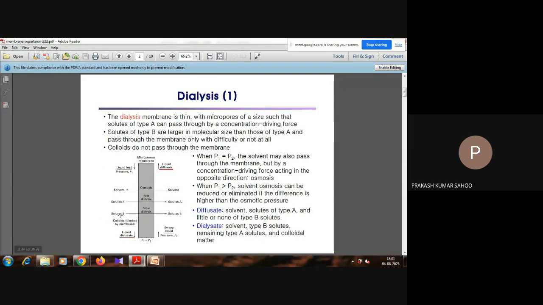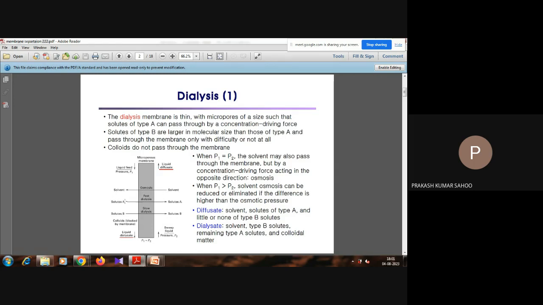That means in solution B, the particle size is larger than in solution A. So particles of B will permeate through this dialysis membrane very slowly, followed by colloids, which are blocked by the membrane and do not pass through due to their large size. So here we have osmosis, where there is flow of the solvent through this dialysis membrane.